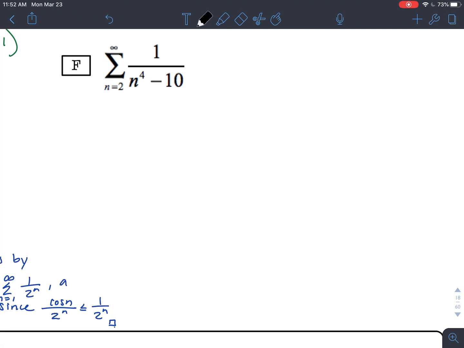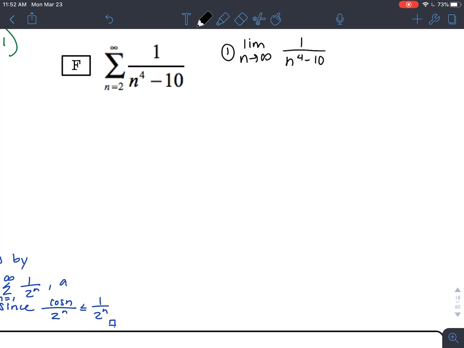Okay, so notice that this one starts at 2 instead of at 1, and that's because if you plugged 1 in for n here, you would get 1 to the 4th is 1, and then 1 minus 10 is negative 9. And remember, for direct comparison purposes, you want all of your terms to be positive. So it starts at 2 because 2 to the 4th is going to be 16, and 16 minus 10 still gives us a positive value. So that's why it starts at 2 instead of at 1.